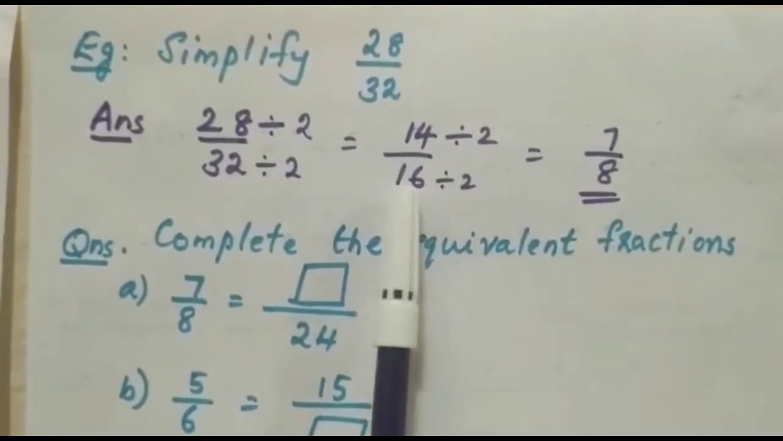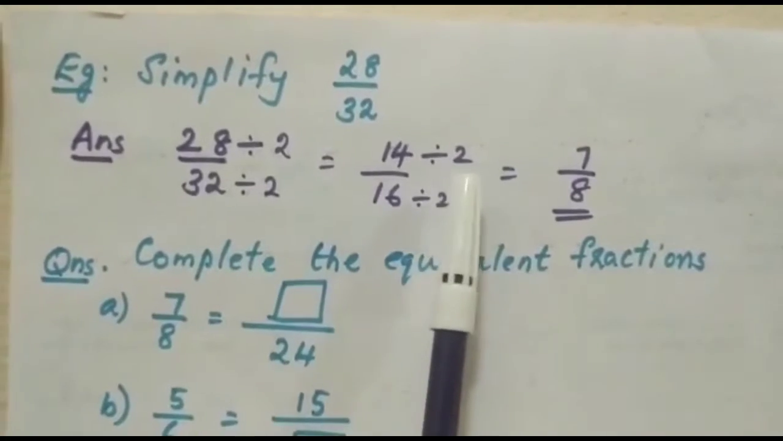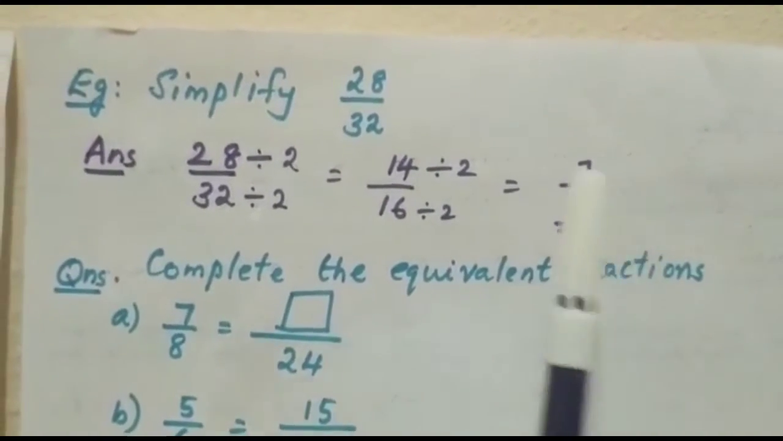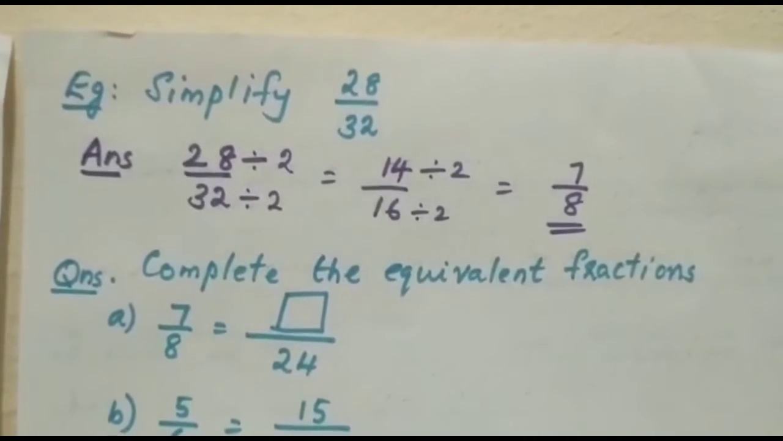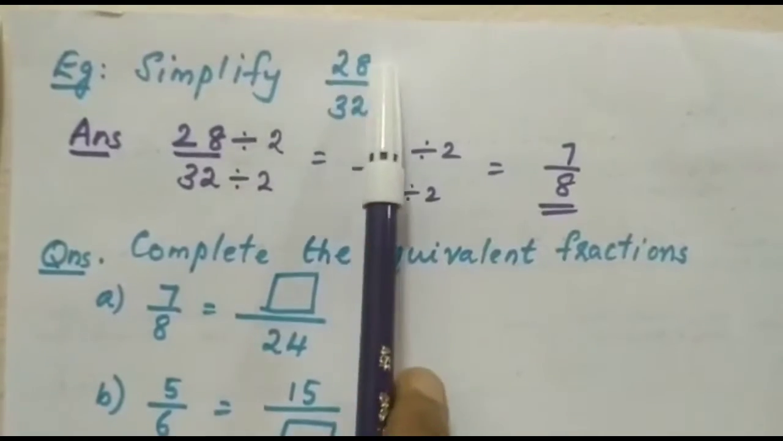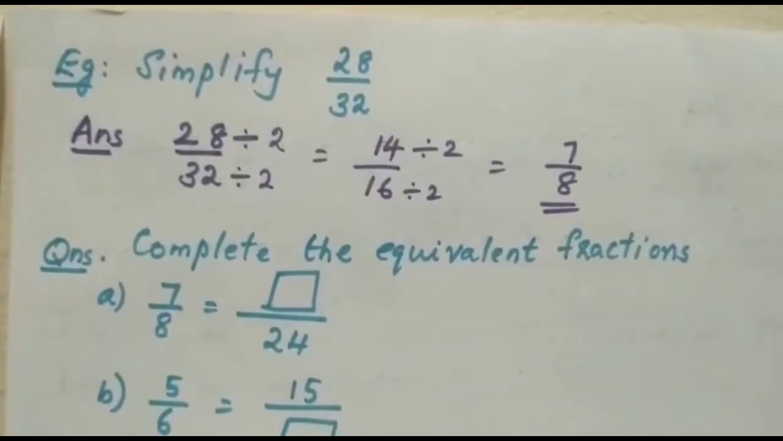So it becomes 14 and 16. Again it can be divided by the common factor 2, and the answer is 7 upon 8. Again we cannot divide, as the only common factor is 1, so further simplification is not possible. So this is the lowest term of 28 by 32.